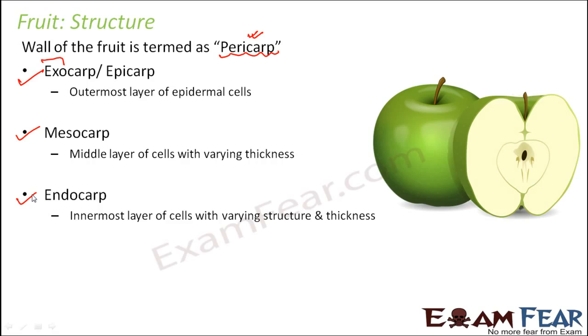any fruit. Now when I talk about any fruit, let us take the example of apple. Here you can see the apple. Where do you see the exocarp? See the outermost layer, this green layer which you see, that is the exocarp. The next middle layer is the mesocarp, and then this innermost layer is the endocarp.